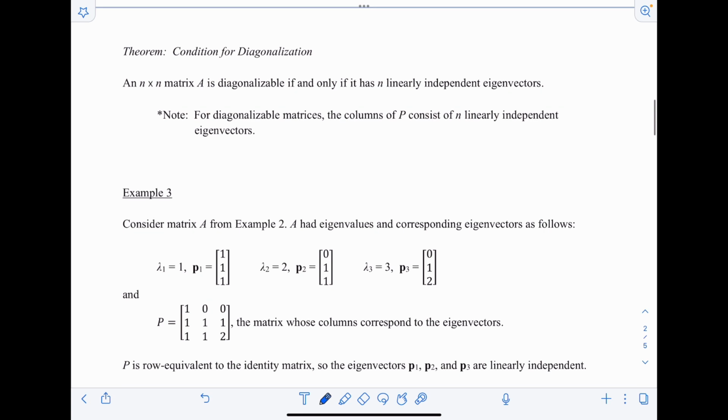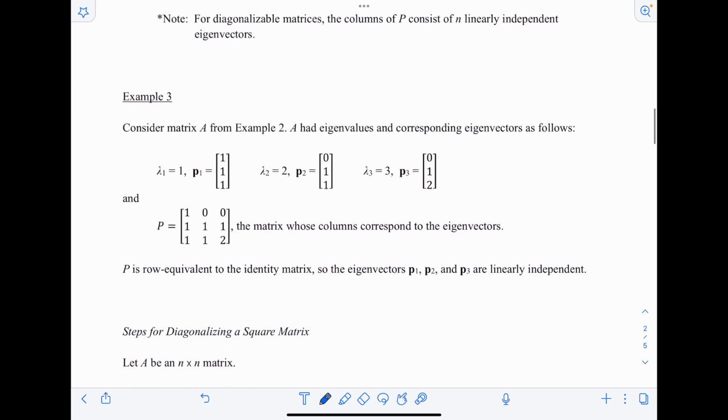Another theorem, the condition for diagonalization. It says an n by n matrix A is diagonalizable if and only if it has n linearly independent eigenvectors. So if I have a 3 by 3 matrix, I have to have 3 linearly independent eigenvectors for A to be diagonalizable. And just note, for diagonalizable matrices, the columns of P consist of n linearly independent eigenvectors. I briefly mentioned this in the last lesson, but once you know those eigenvectors, if you use those as columns to create a matrix, that matrix is P.